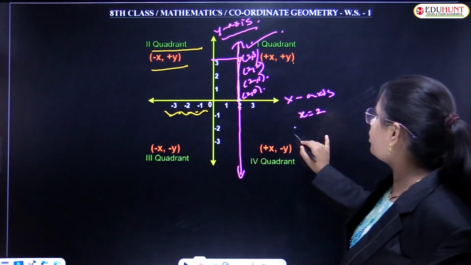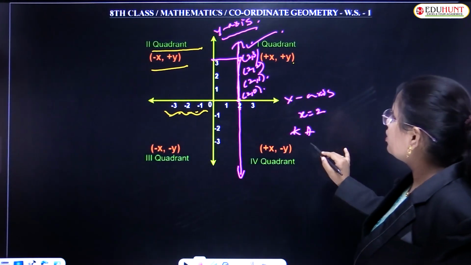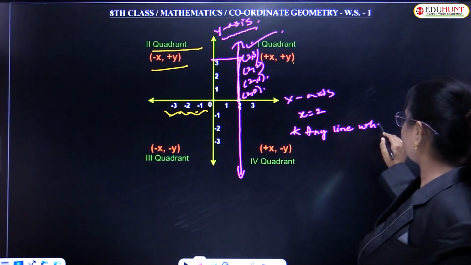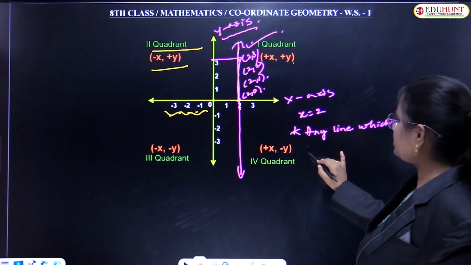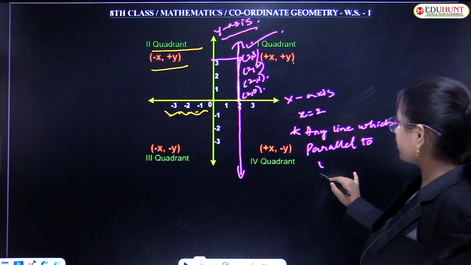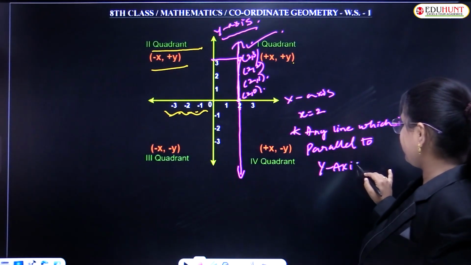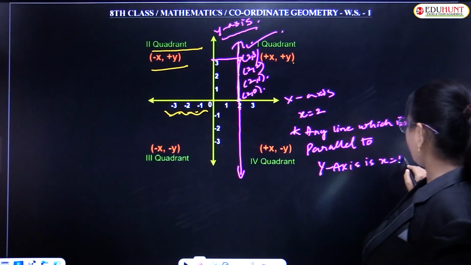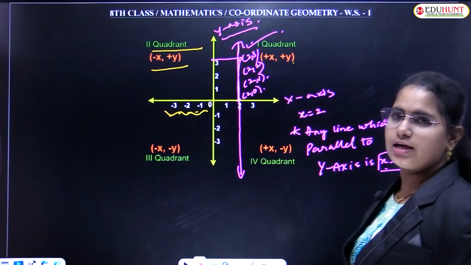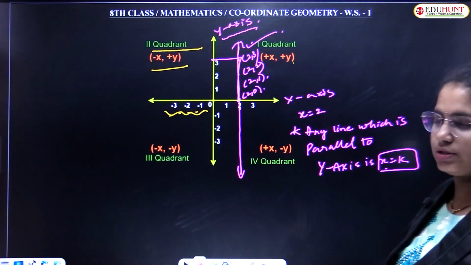So what I am going to tell is, any line which is parallel to the y-axis is x equal to constant. Which is parallel to the y-axis is x equal to constant.